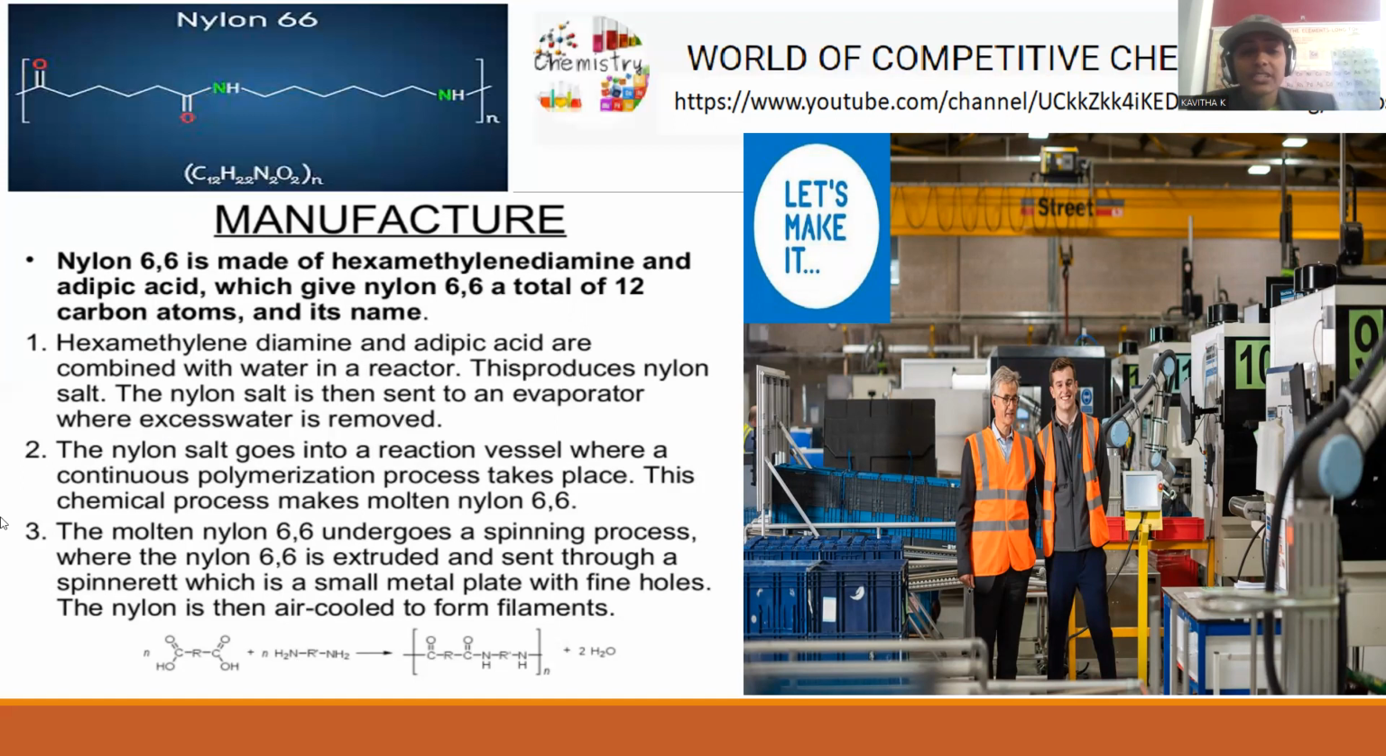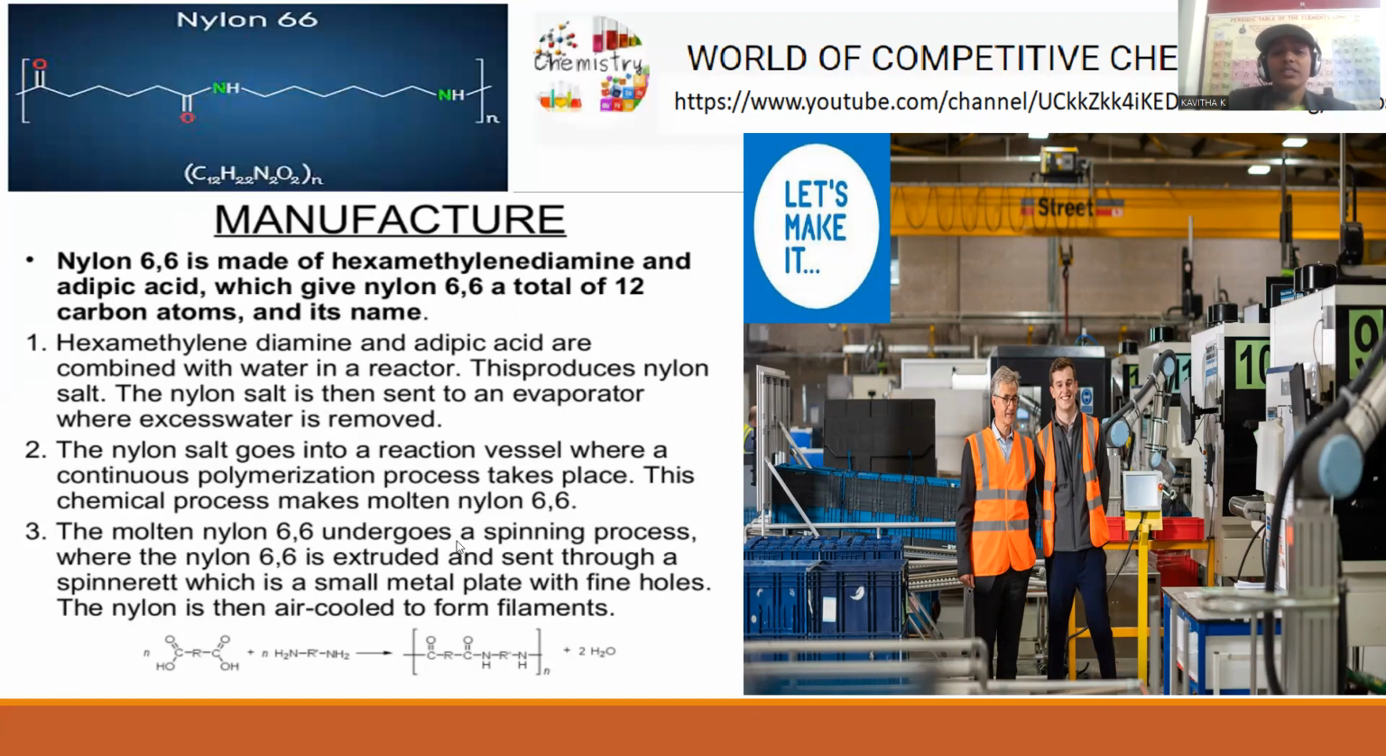Nylon salt goes into a reaction vessel where a chemical process makes molten nylon 66. So here is the polymerization container. After drying, the nylon salt is poured into the polymerization chamber. Here the chemical process takes place, and it is treated with suitable chemicals to make molten nylon 66. The entire compound is now turned into a molten state, because in order to fabricate and mold it into whatever dimensional shape we require, it should be in a molten, flexible form. So here molten nylon 66 got generated.